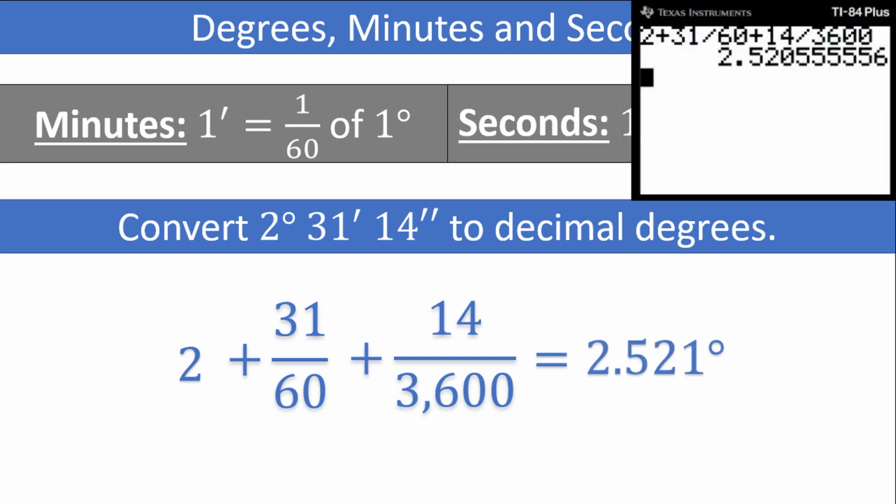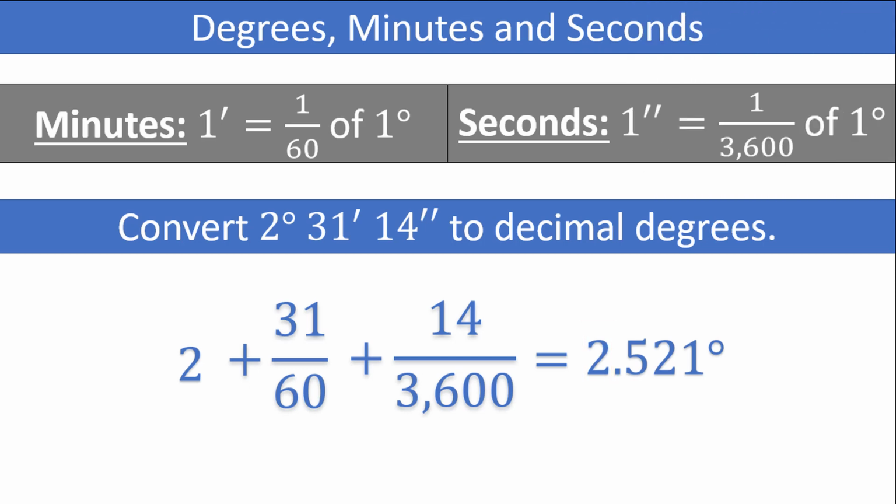Add everything together, and you should get 2.521 if we round to the nearest thousandth. You should check your answer and make sure that the number before the decimal place is not larger than 2. Since the minutes and the seconds are only adding some fraction of a degree, our final answer should be 2-point-something degrees, which it is.